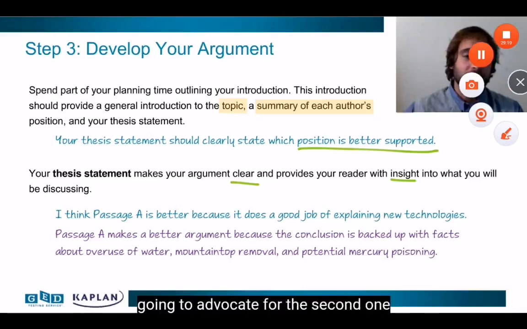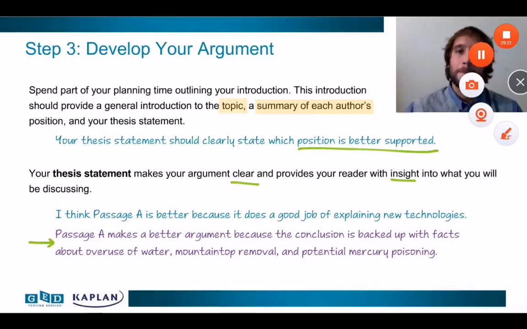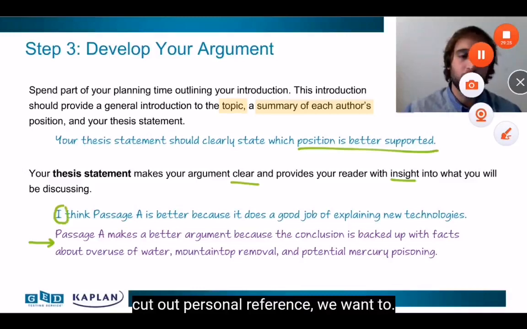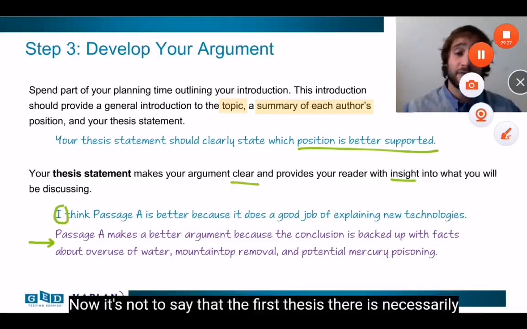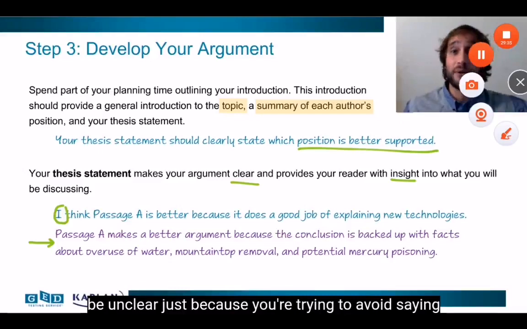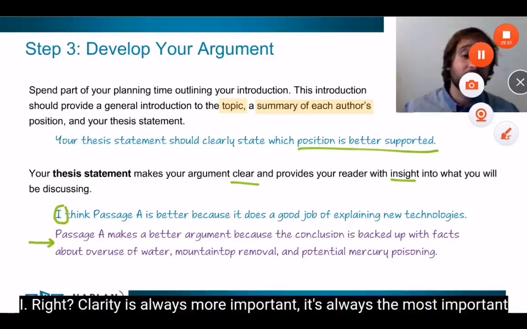Now, I'm absolutely going to advocate for the second one, just because any time that we can sort of cut out personal reference, we want to. Now, it's not to say that the first thesis there is necessarily going to cost you points. I'd rather have you be clear than be unclear just because you're trying to avoid saying I, right? Clarity is always more important. It's always the most important thing.